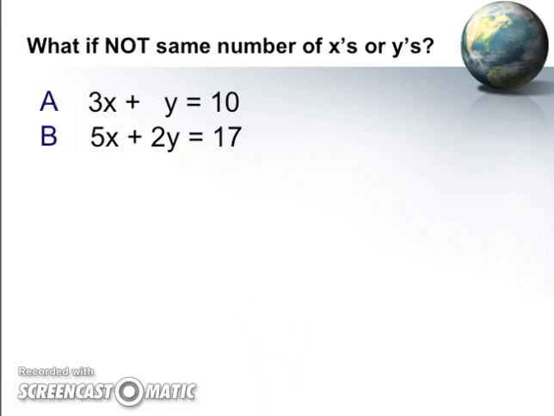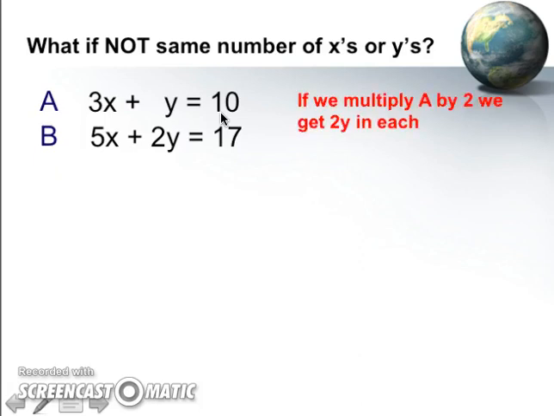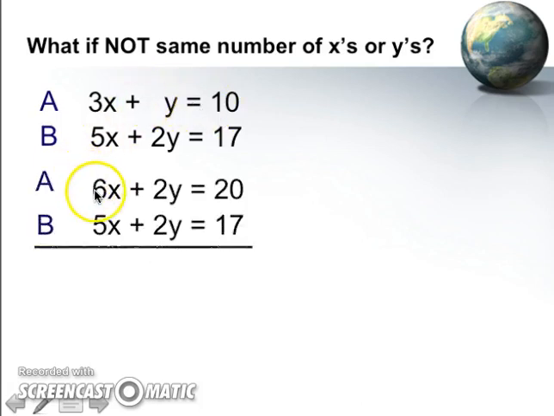Let's first label the equations. Now if we look at this equation A, if we multiply this by 2, we'd have 2y here. But we have to remember that if we do this, we've got to multiply the 3x by 2 and the 10 by 2. So our equations will become 6x plus 2y equals 20 and 5x plus 2y equals 17.